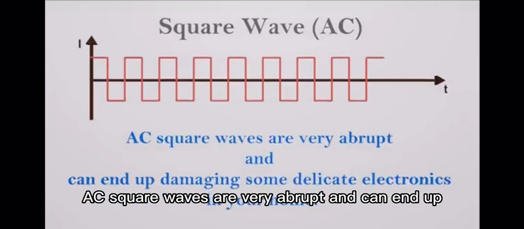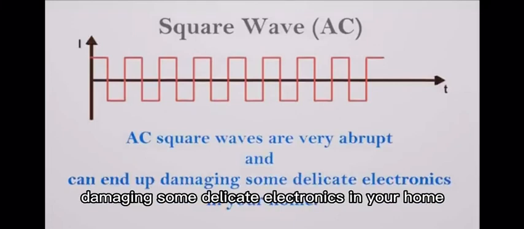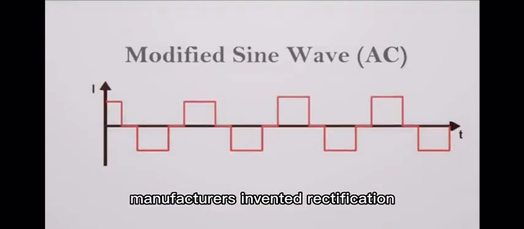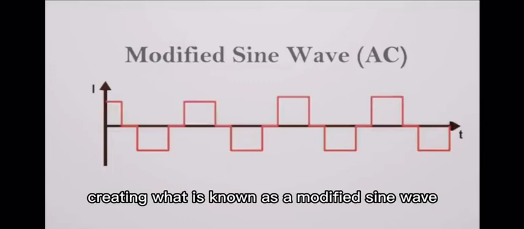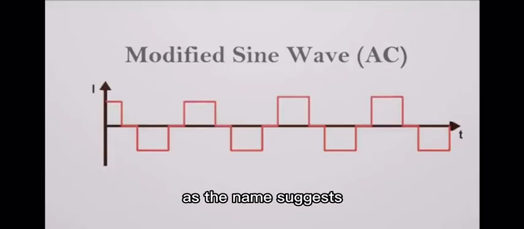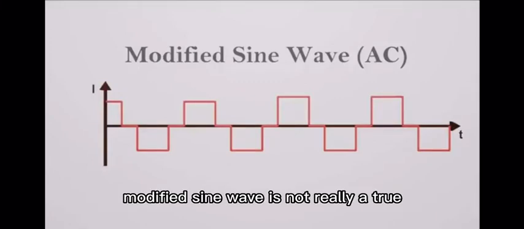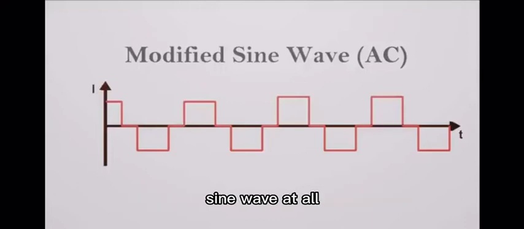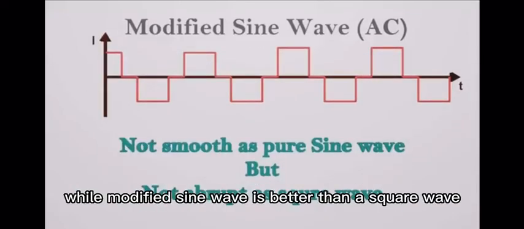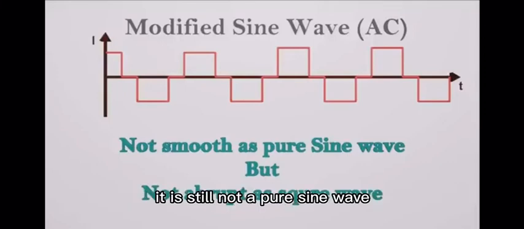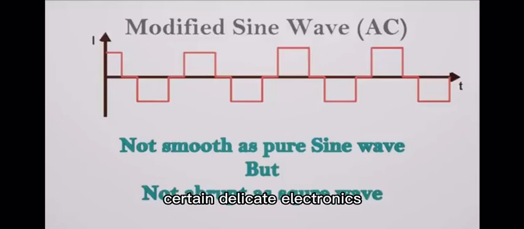AC square waves are very abrupt and can end up damaging some delicate electronics in your home. To solve this, manufacturers invented rectification devices that modify the wave, creating what is known as a modified sine wave. As the name suggests, modified sine wave is not really a true sine wave at all. It is simply a stepped wave, like this. While modified sine wave is better than a square wave, it is still not a pure sine wave, which is required to power certain delicate electronics.